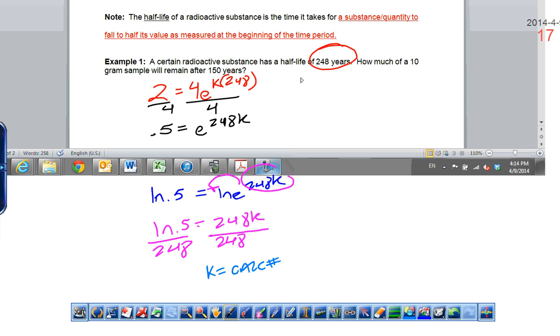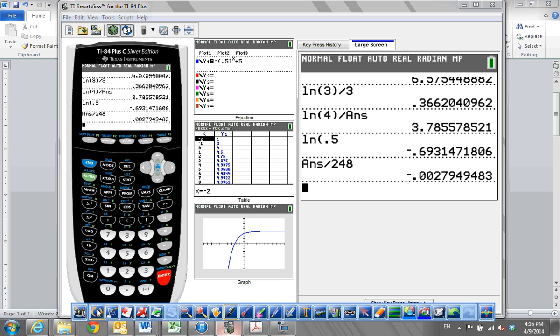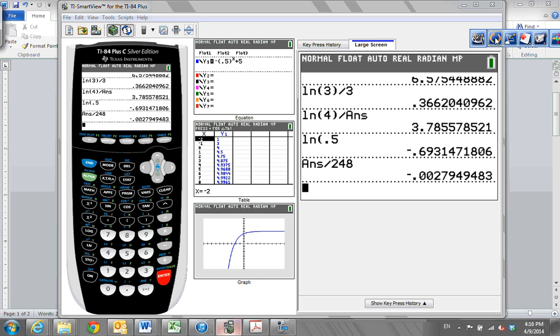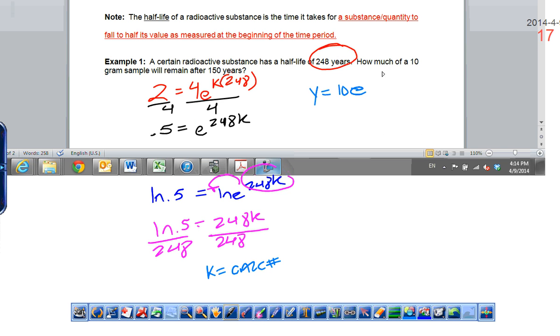All right. Now I want to figure out how much is left after 150 years. So now I don't know what I end with. That's what I'm trying to find. I know my starting amount was 10 grams. I know e. I know my calculator number. I'll just do a couple places, we'll just say negative 0.003. But remember, don't round. For the sake of writing this down, that's what I'm doing. And then times 150, because those are my years. Then let's just plug and chug it.